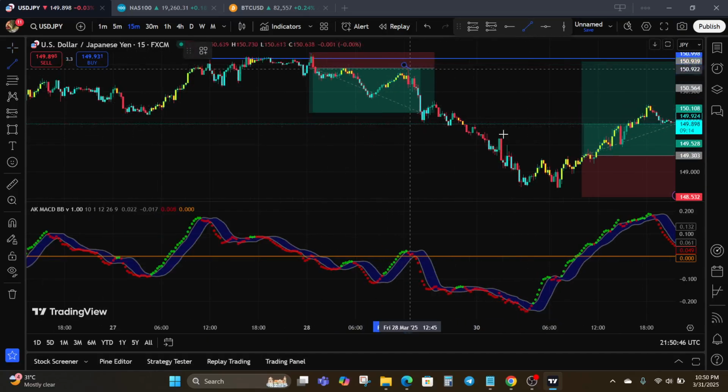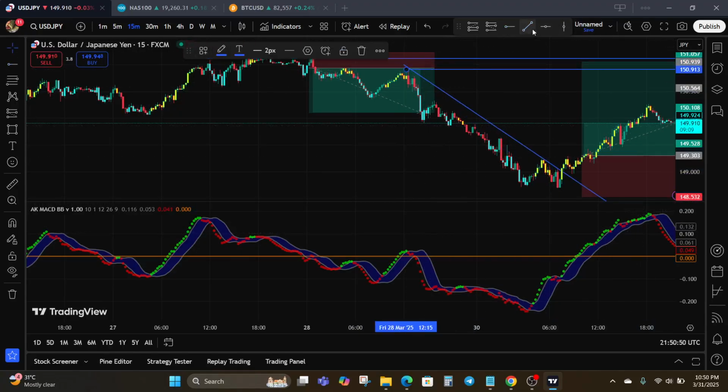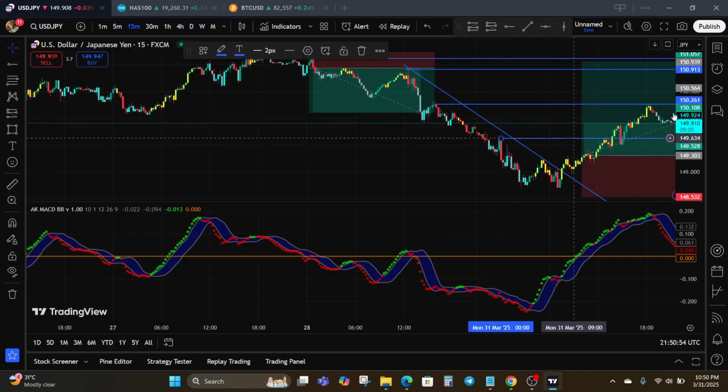For example, you can see this was a sell trend. There were different opportunities arising. You can see this was another opportunity. This is another opportunity, right?